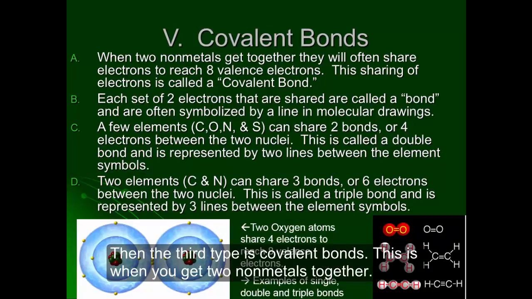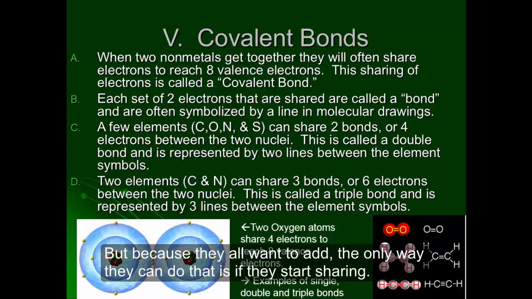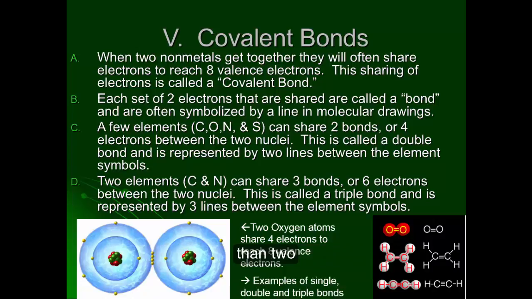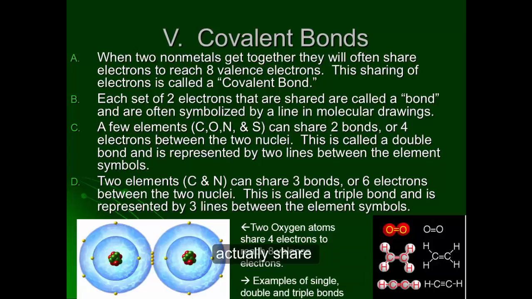Then the third type is covalent bonds. This is when you get two nonmetals together. Now nonmetals, they each want to add more electrons to what they're doing. But because they all want to add, the only way they can do that is if they start sharing. So they'll get together and they form what's called a covalent bond. They'll share 2 electrons, or a few elements can share more than 2. Those elements can share 4 between the 2 nuclei: carbon, oxygen, nitrogen, and sulfur.